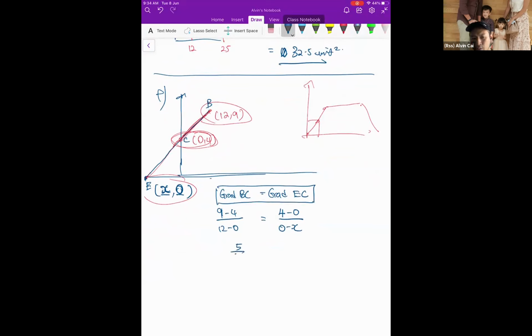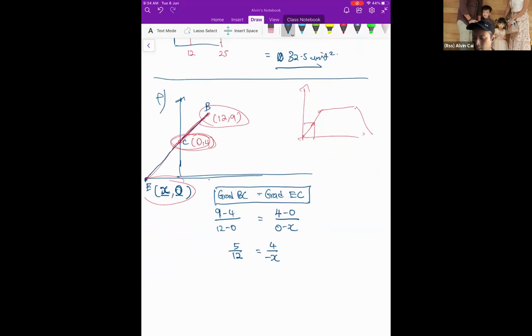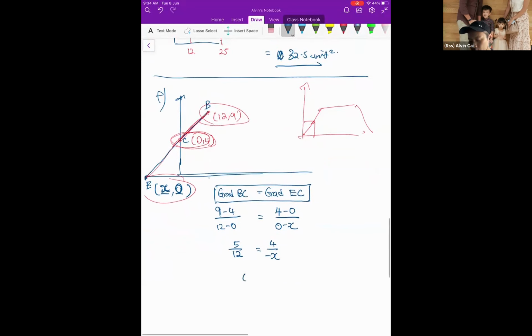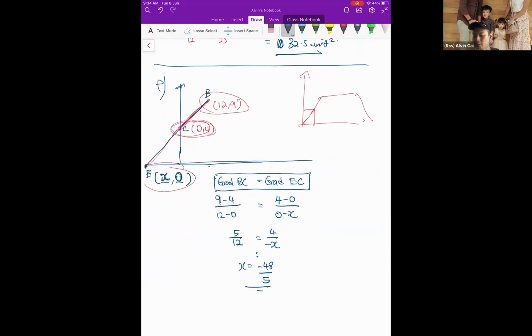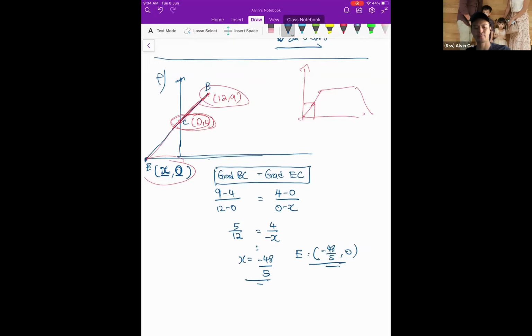This is 5 over 12 must be equal to 4 over negative x. Then we can solve by cross multiplying, and therefore x is straight away minus 48 over 5. That will be the answer. So the coordinates of E equal minus 48 over 5, comma 0. Okay, so that will be for part F.